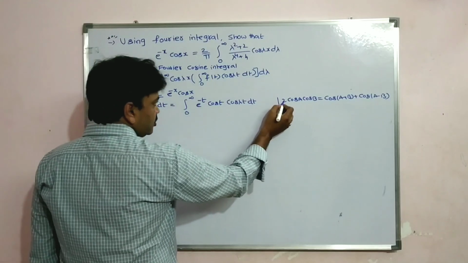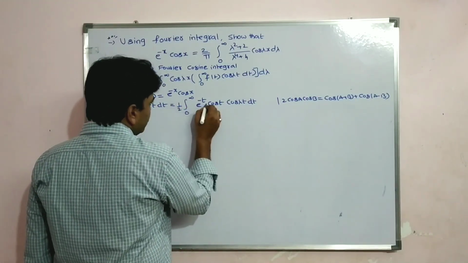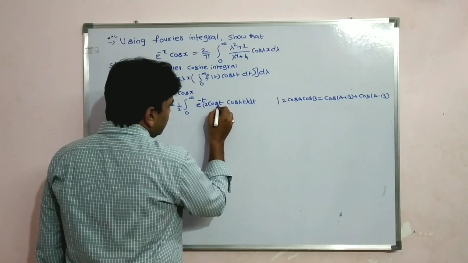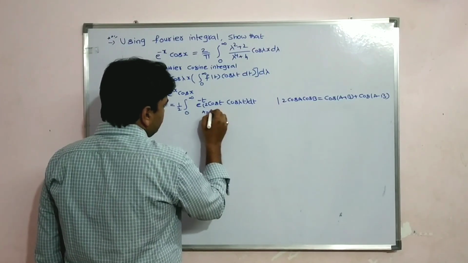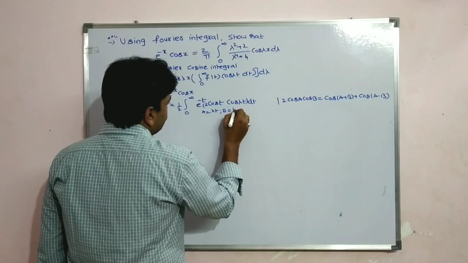What is the missing term here, students? 2. So, multiply by 2 by 2, so 1 by 2 into, write 2 here. Now, it is like 2 cos a cos b, students. Say here a is lambda t and b is, say, t.